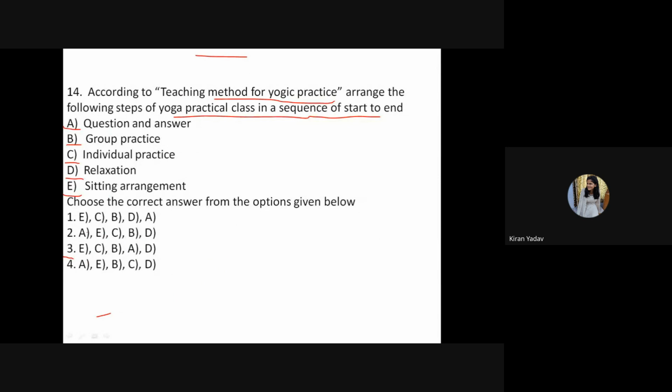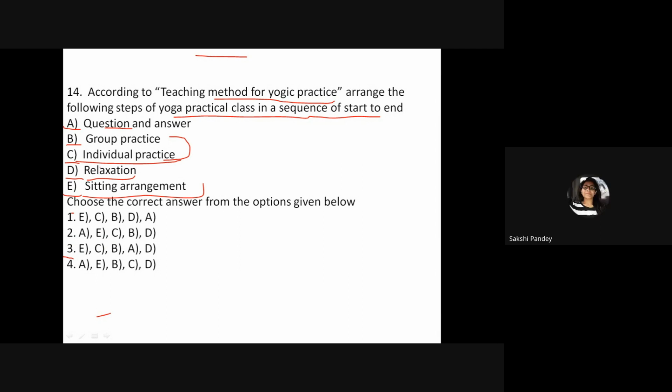Okay. Let's see. So sitting arrangement should be first. So either 1 or 3. Then after sitting arrangement, individual practice. Yes, after sitting arrangement, individual practice. So after that, B, group practice. After individual practice, group practice. After group practice, either relaxation or question and answer.